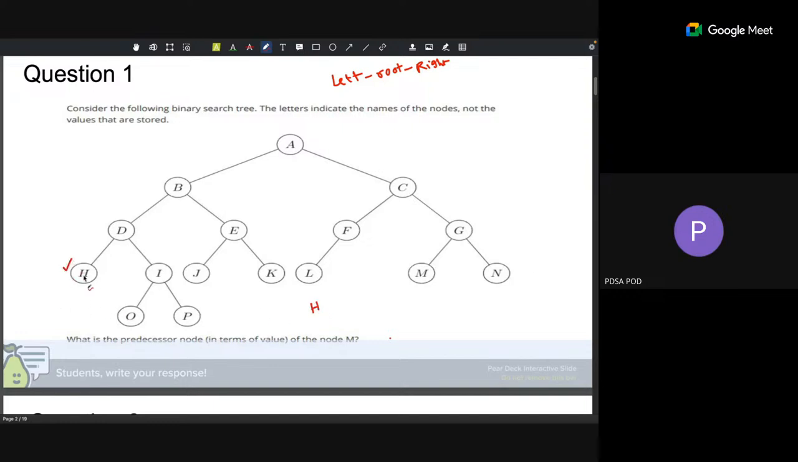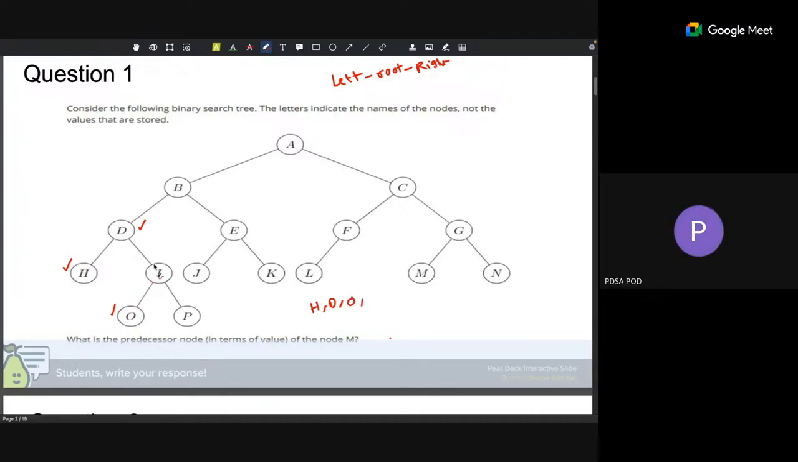Once left is over, it tries to process that root. So what is the root of H? D. So D is processed. After D is processed, we go right. But right is again a root to somebody, so again it goes for left. Once it goes for left, what is processed? O is processed. So left is processed, O.